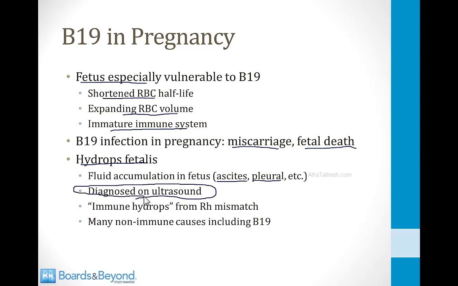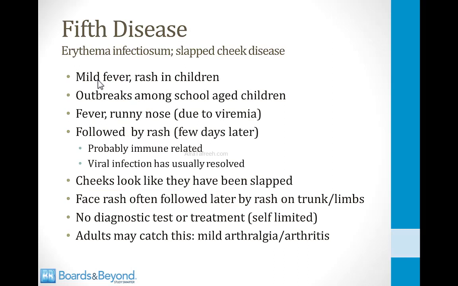Now, often when we talk about hydrops fetalis, we're talking about what's called immune hydrops, and this is fluid accumulation because of Rh mismatch. This is very uncommon in the modern era. But there are many non-immune causes of hydrops fetalis, and one of them is a B19 infection in the baby. So aplastic crisis and fetal infections are the two dangerous clinical syndromes that can be caused by B19.